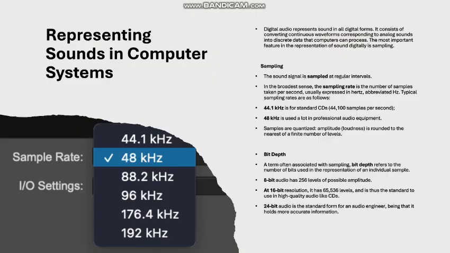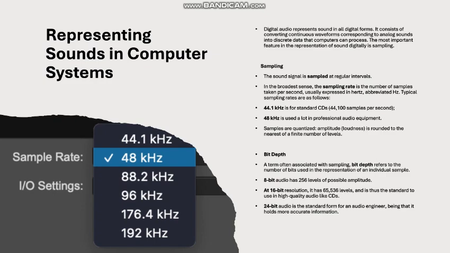Representing sound in a computer system. Digital audio represents sounds in digital form. It consists of converting continuous waves corresponding to analog sounds into discrete data that a computer can process. The most important feature in the digital representation of sound is sampling. In the first step, the sound signal is sampled at regular intervals.